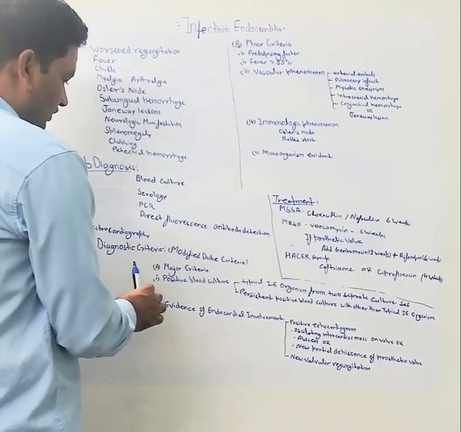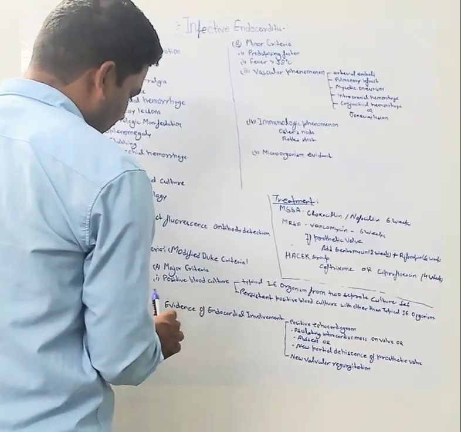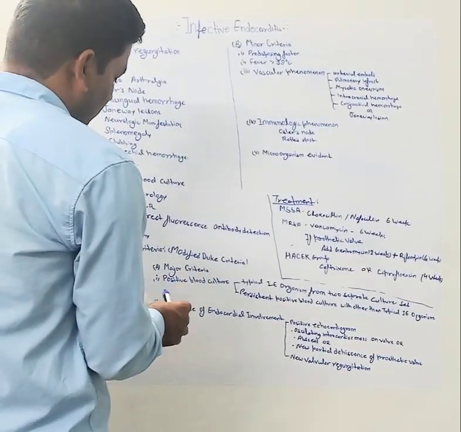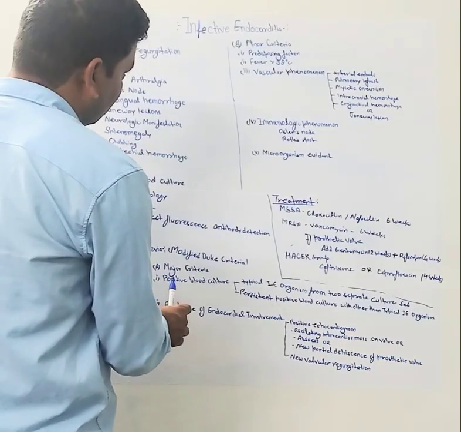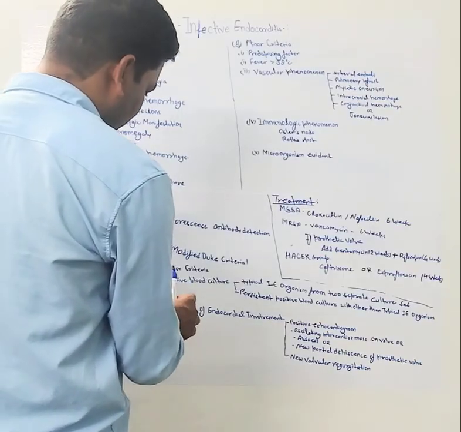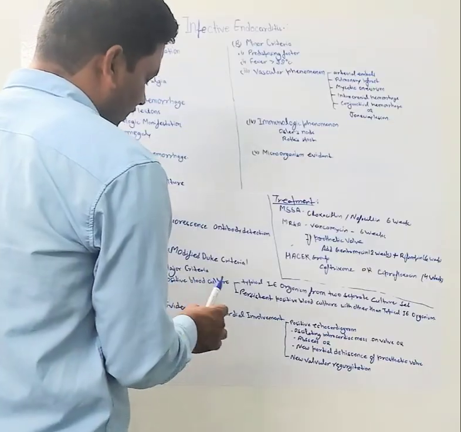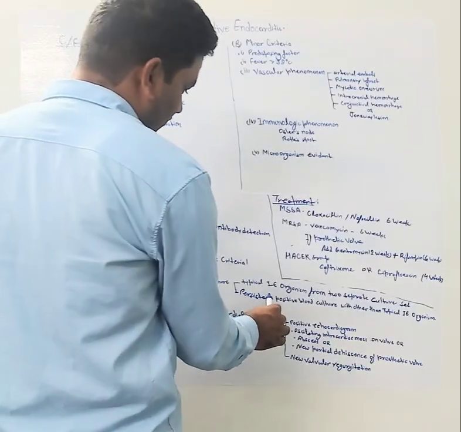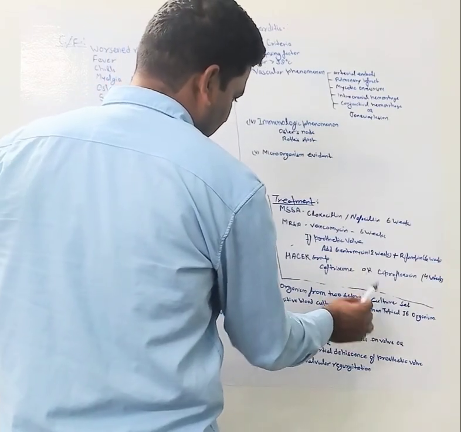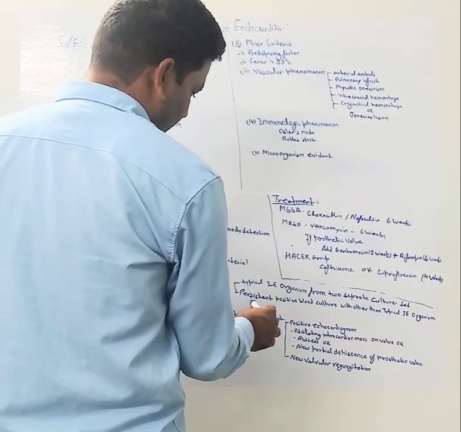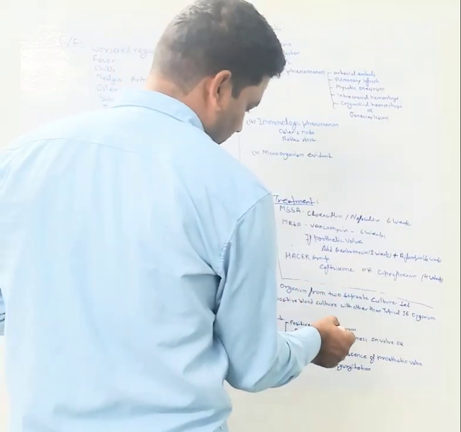Diagnostic criteria of infective endocarditis is the modified Duke criteria, in which there are two criteria, major criteria and minor criteria. Major criteria have two parts. Positive blood culture, either typical infective endocarditis organism from two separate blood culture sets, or persistent positive blood culture with an organism other than the typical infective endocarditis organisms.